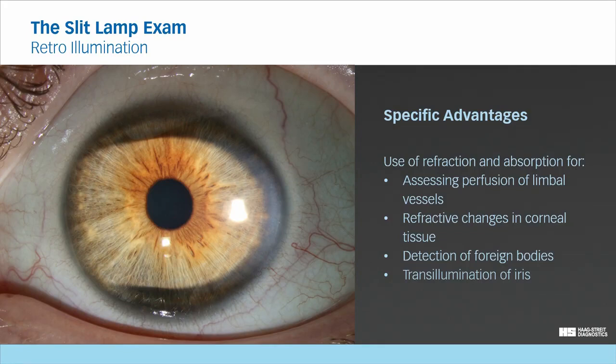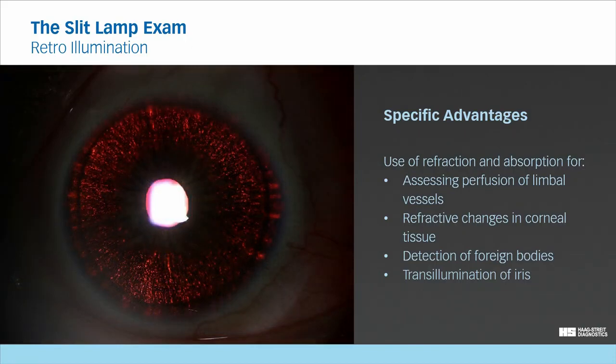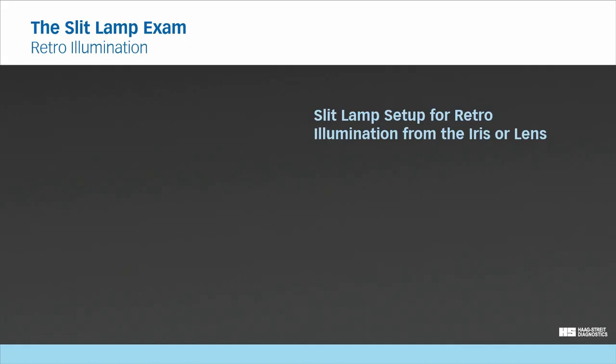In direct illumination, this iris appears to be normal. However, when the light is directed through the pupil and reflected from the retina to illuminate the iris from behind, it reveals pigmentary loss. Slit lamp setup.